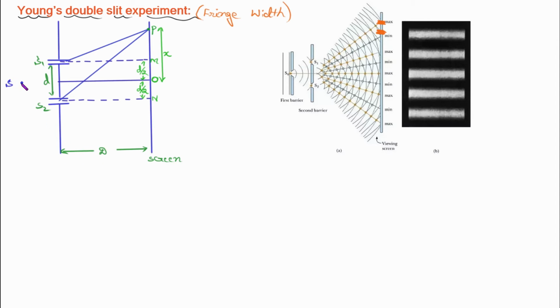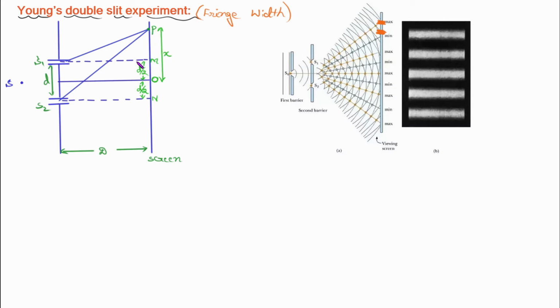A single monochromatic source is placed and in front of that 2 slits S1 and S2 are placed. The separation between the 2 slits is small d and in front of them one screen is placed. The distance from the slits to the screen is represented as capital D. Let there be a point P where interference is taking place and from the center of the screen the distance of this point is taken as X.